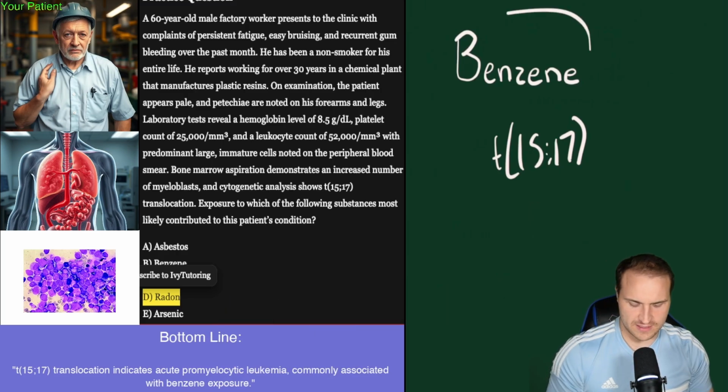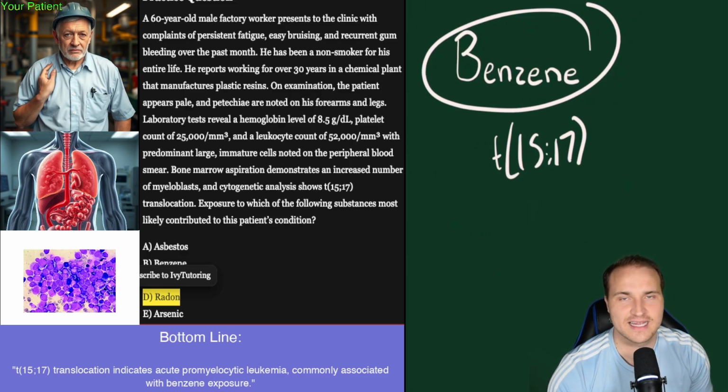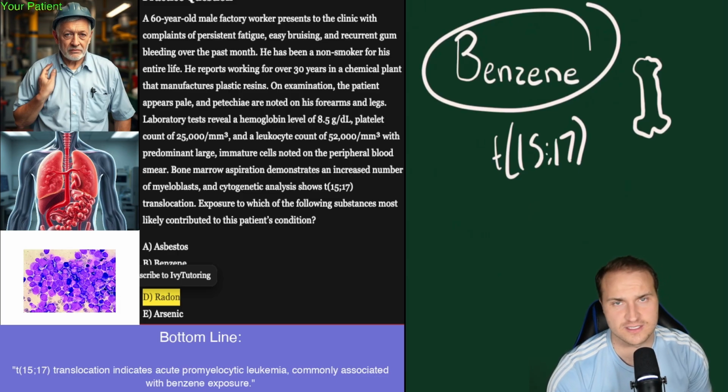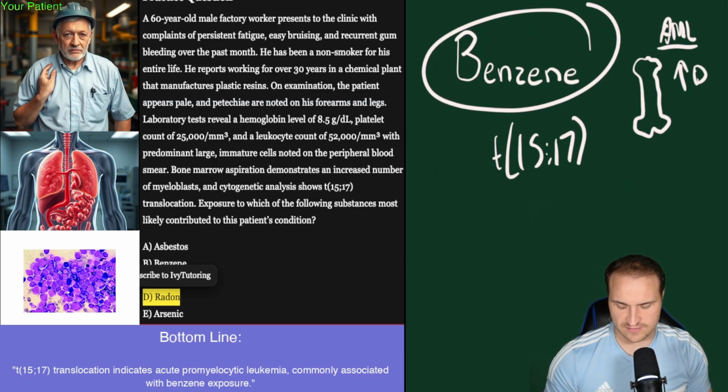All right, so the pathophysiology here is that benzene exposure damages the hematopoietic stem cells. That causes chromosomal abnormalities, including translocations like 15 to 17, and myeloid precursors proliferate uncontrollably, which leads to AML. In APL, promyelocytes accumulate and release Auer rods, which increases the risk for DIC. That's what's going on here, folks.